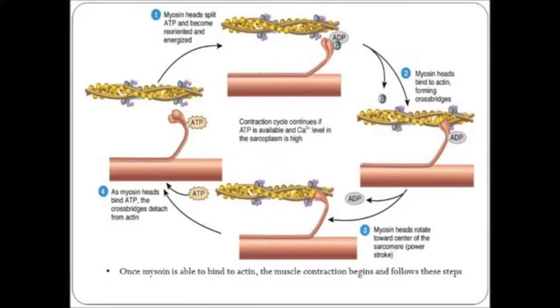In the first step, myosin heads split ATP and become reoriented and energized. In the second step, myosin heads bind to actin, forming cross bridges. Then myosin heads rotate towards the center of the sarcomere, and finally, as myosin heads bind ATP, the cross bridges detach from actin.